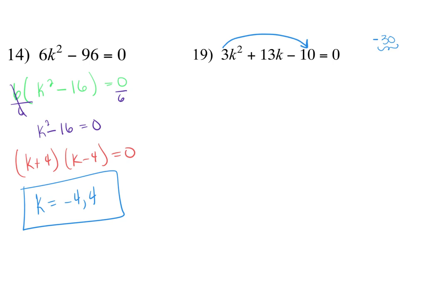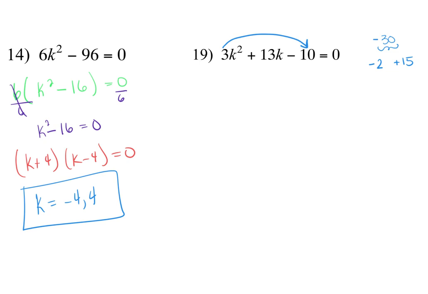So yeah, this is going to be 2 and 15, right? So I need a -2 and a +15. I can double check this. -2 times +15 is -30. -2 plus 15 is 13. Those are the right factors, all right?